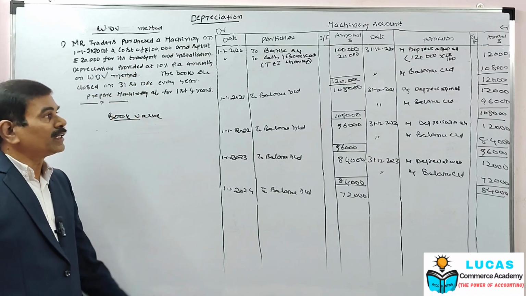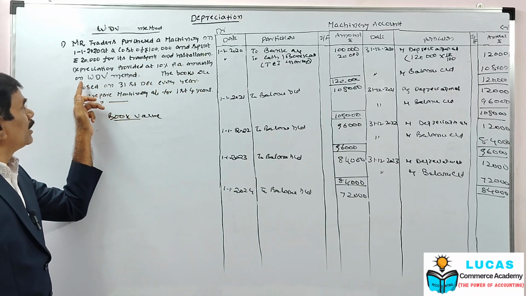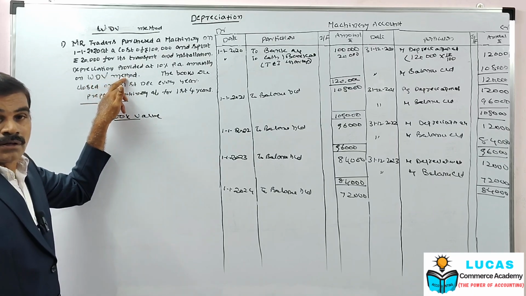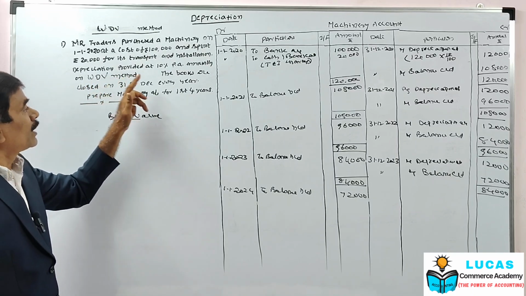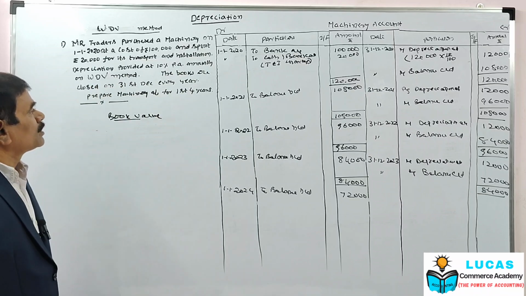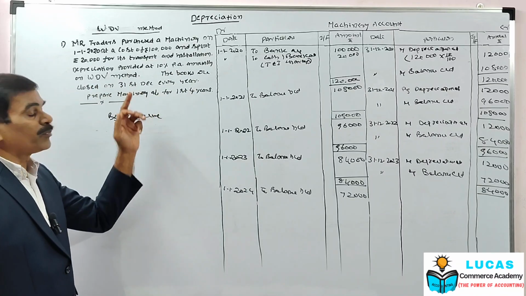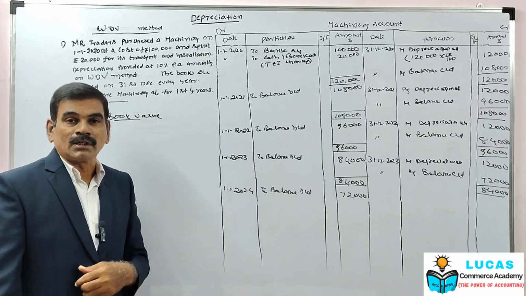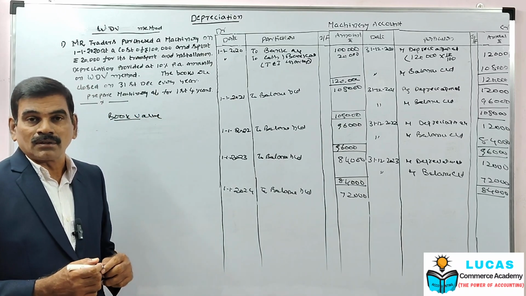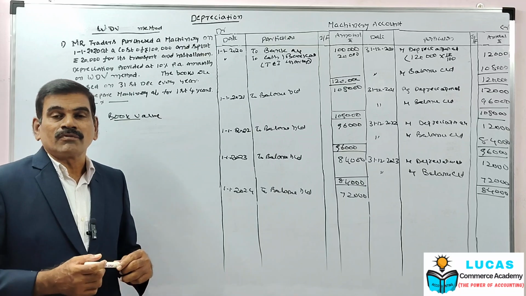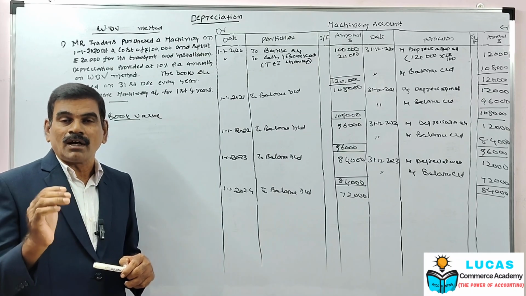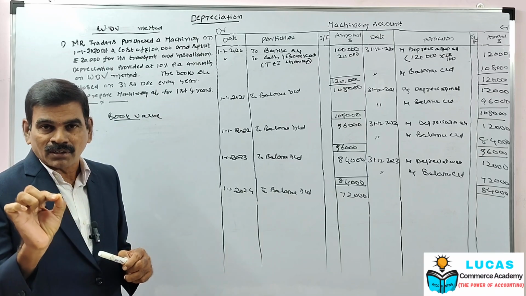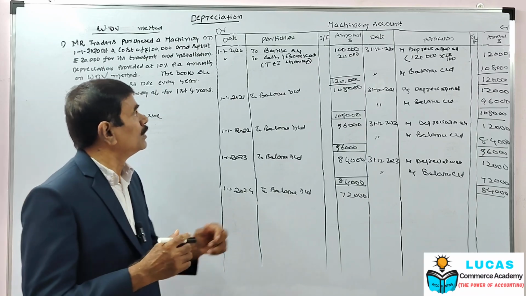Depreciation is provided at 10% per annum on the WDV method, that means written down value method or diminishing balance method. The books are closed on 31st December every year. This is very important, I already told you. Prepare the machinery account for the first 4 years. Under this method, a fixed percentage of depreciation is provided on the book value of the asset at the beginning of every year.